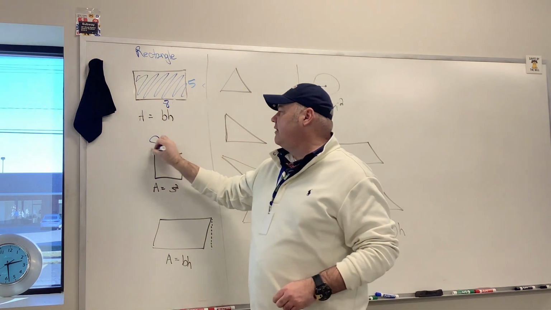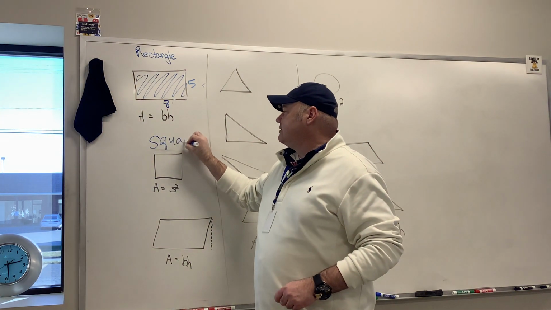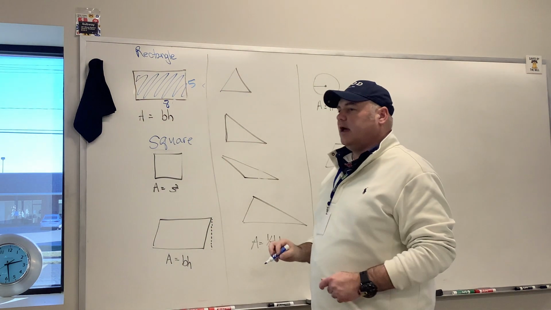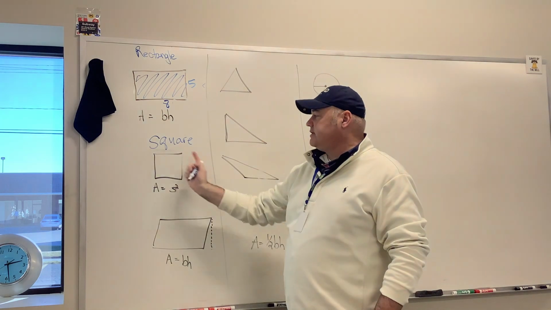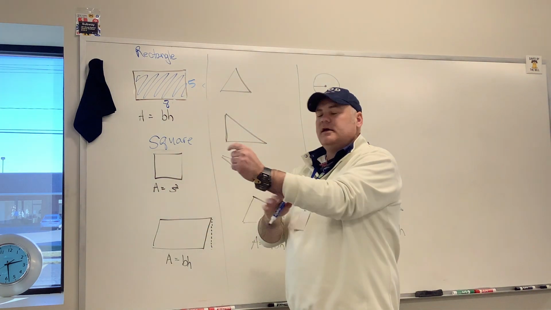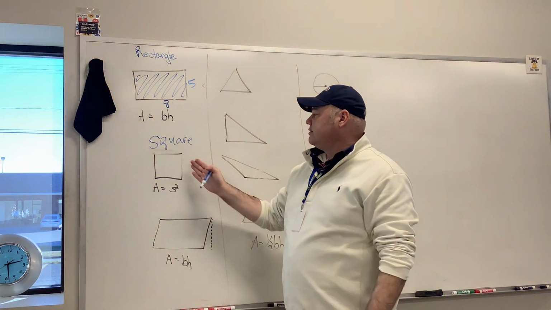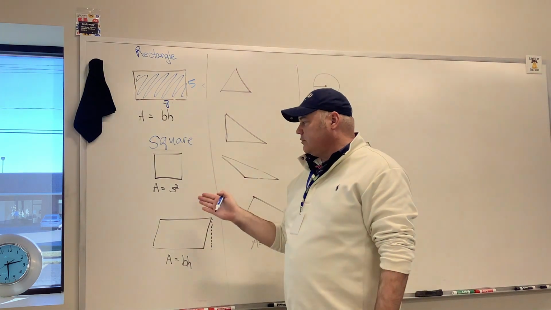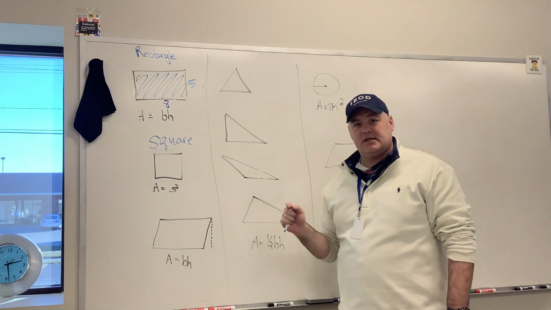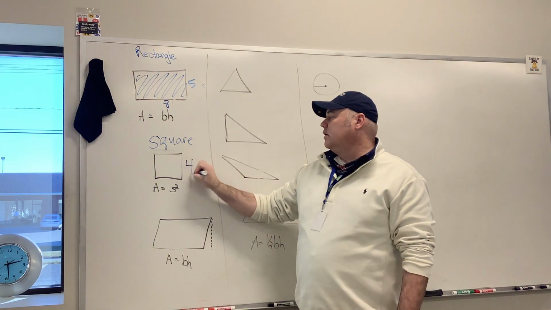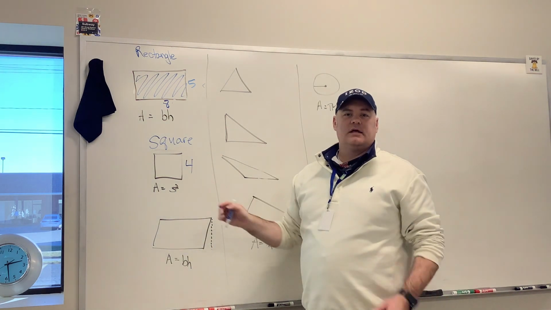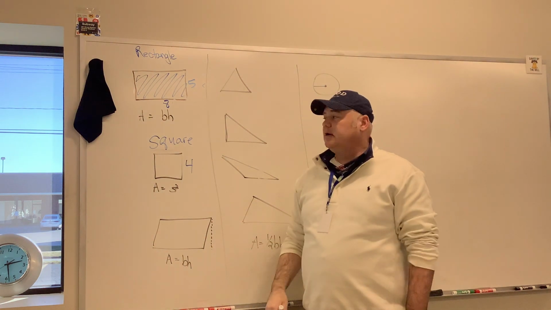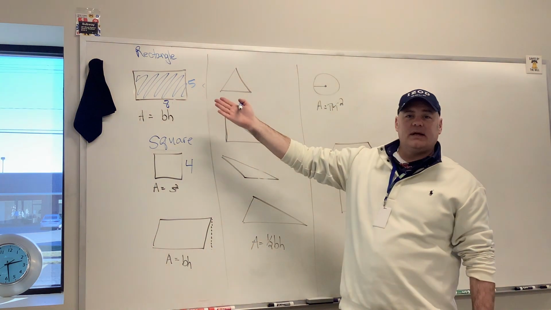Square, same thing, it's got 4 sides. It also has 90-degree angles. The sides opposite each other are parallel, and they also are the same length. Now you say, well, then why isn't it a rectangle? Well, what makes it special, what makes it a square, is all the sides are the same length. So if this is 4, then they're all 4. That's what makes it a square, not just a rectangle. A square has the characteristics of a rectangle.